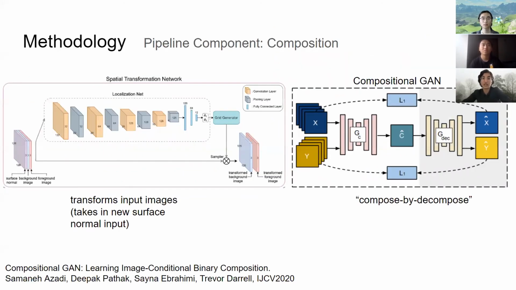So the composition is done in two parts. First, by the STN, which takes in the surface normal, background and foreground images to produce a transformed background image and a transformed foreground image. Then those are passed into the compositional GAN, which is a compose-by-decompose model, which aims to first compose and then decompose to provide estimations of the original input. And we have a loss penalizing the estimated and the original inputs being different.